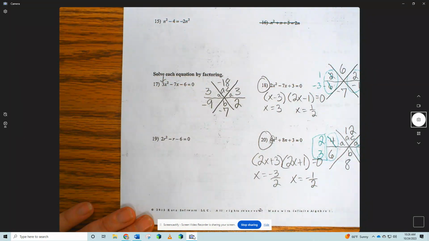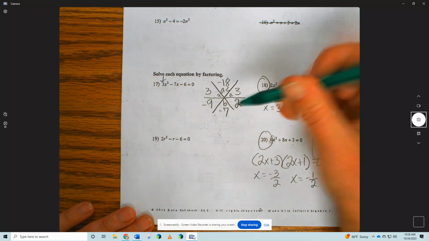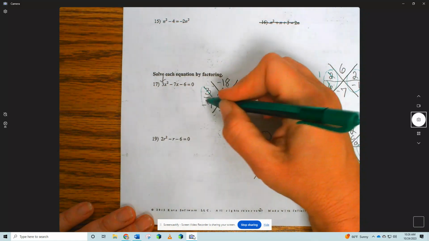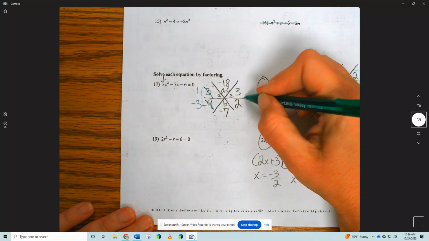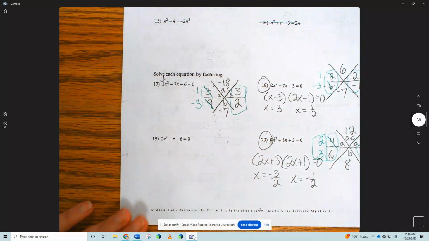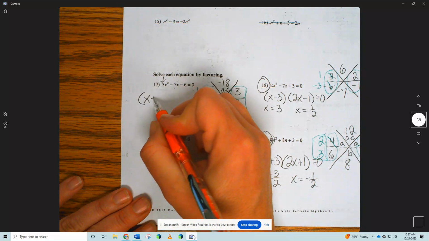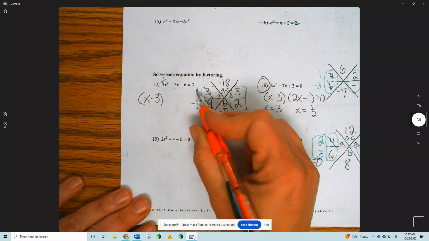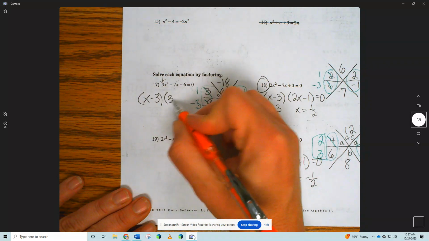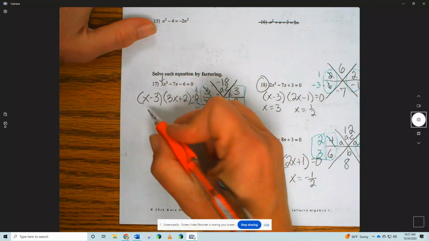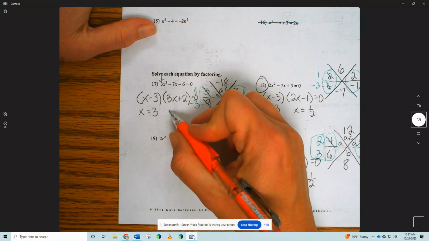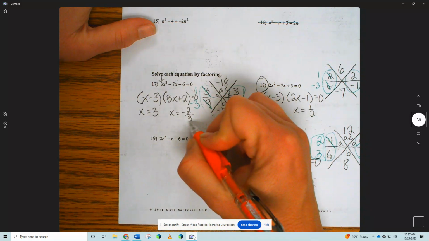Once again, this becomes my parentheses. But since it can be reduced, 3 over 9, I'm going to make it 1 over negative 3. And 3 over 2 is going to stay. So it's going to become x minus 3 right here and 3x plus 2. So x equals 3 and x equals negative 2/3.